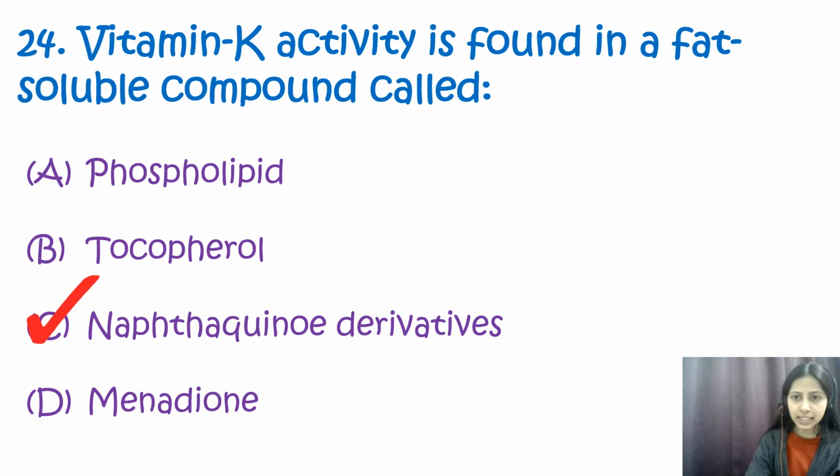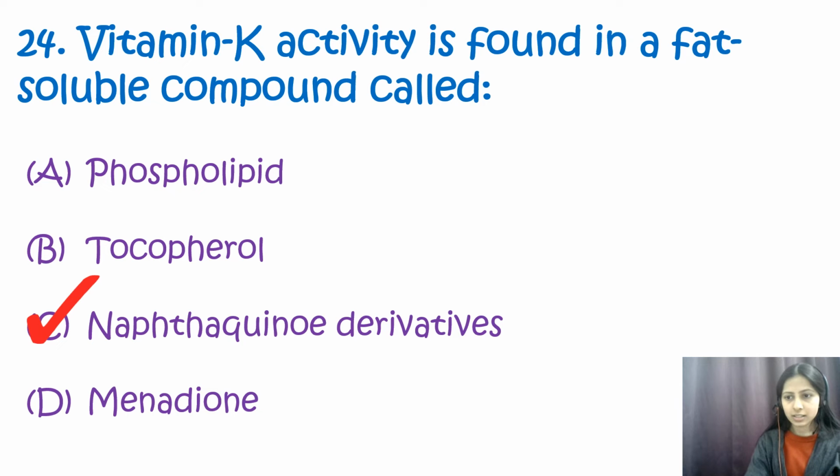Phospholipids are composed of a glycerol molecule, two fatty acid chains, and a phosphate group. Whereas tocopherol is vitamin E, and it is an antioxidant which can help protect cells from damage caused by free radicals. So the correct option is C, that is naphthoquinone derivatives.